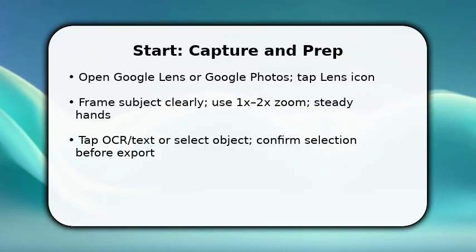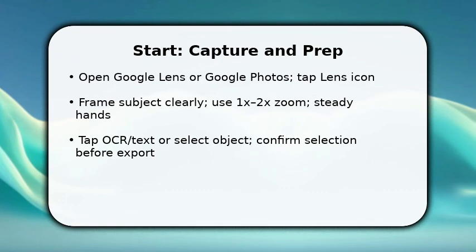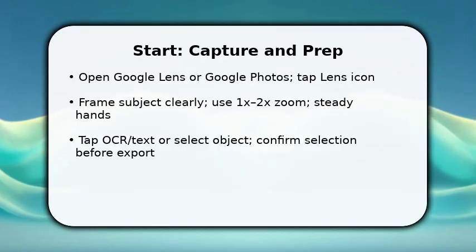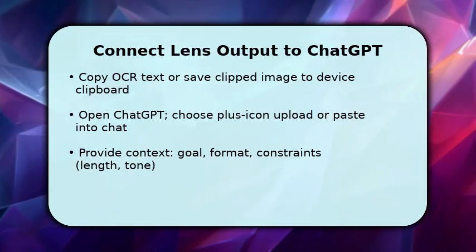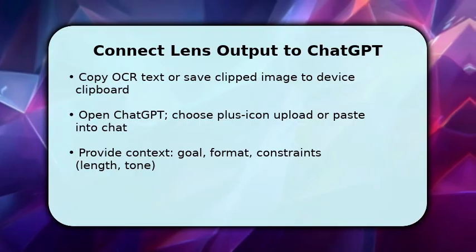Make sure to export or share the selection as text or a clipped image, so you can paste or upload it into the ChatGPT interface immediately. Now you transfer the Lens output into ChatGPT. Copy the OCR text to your clipboard or save the clipped image and use ChatGPT's upload feature.